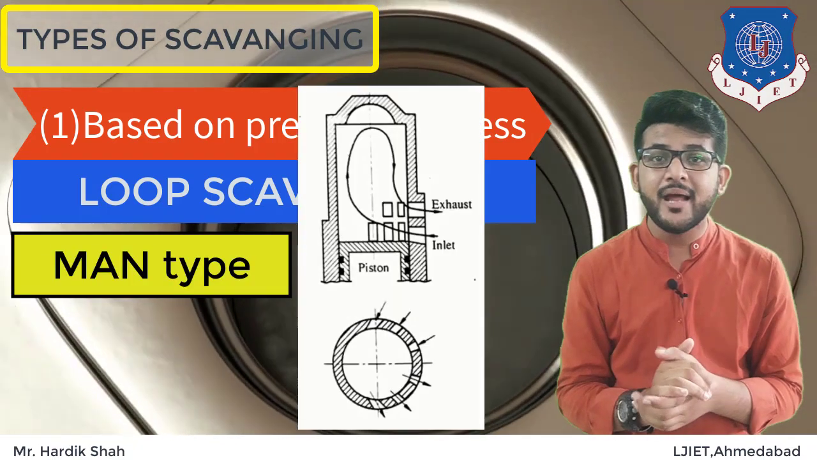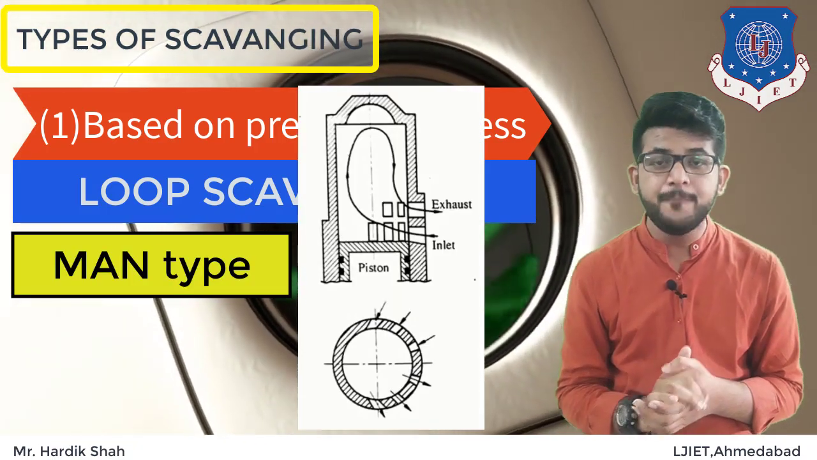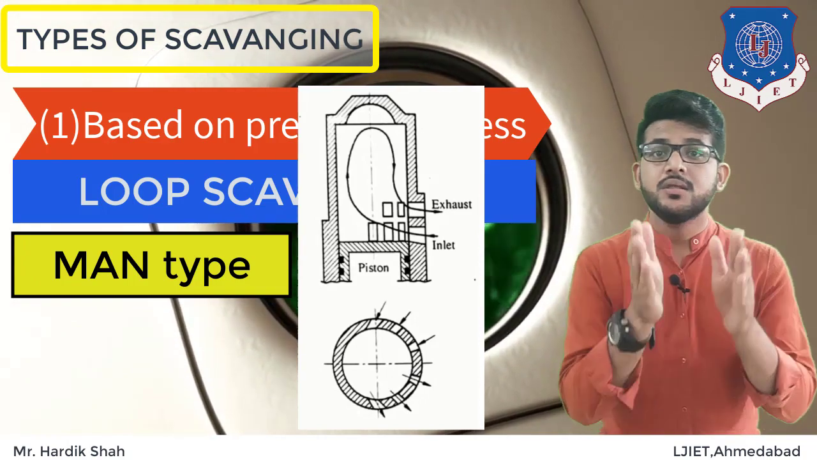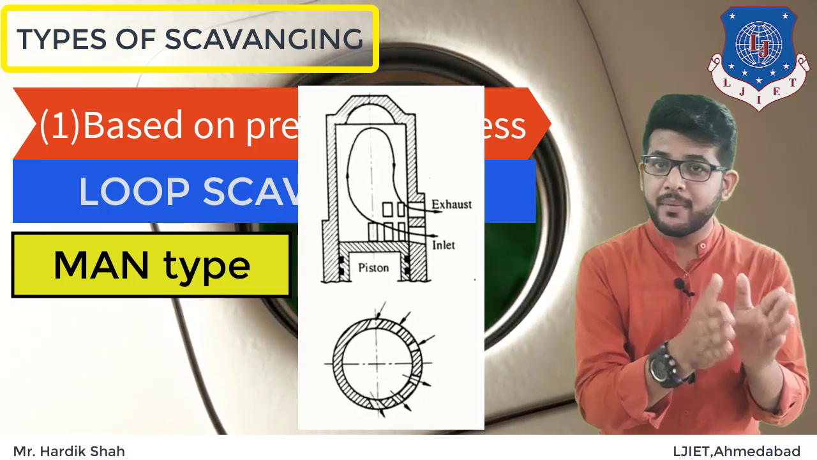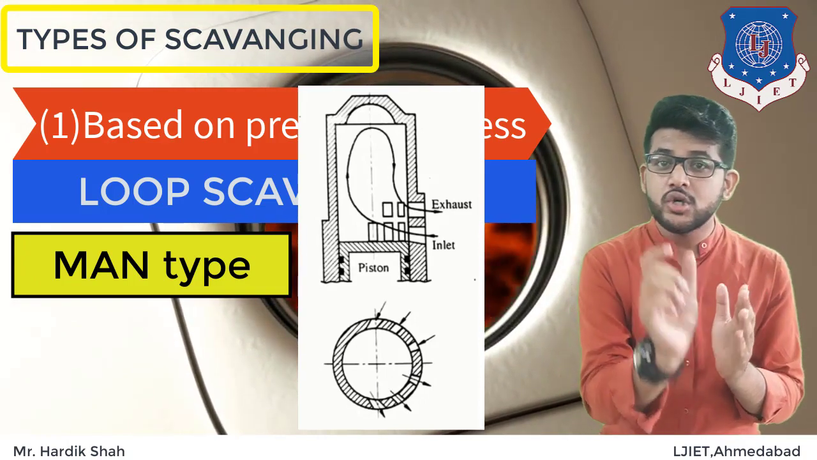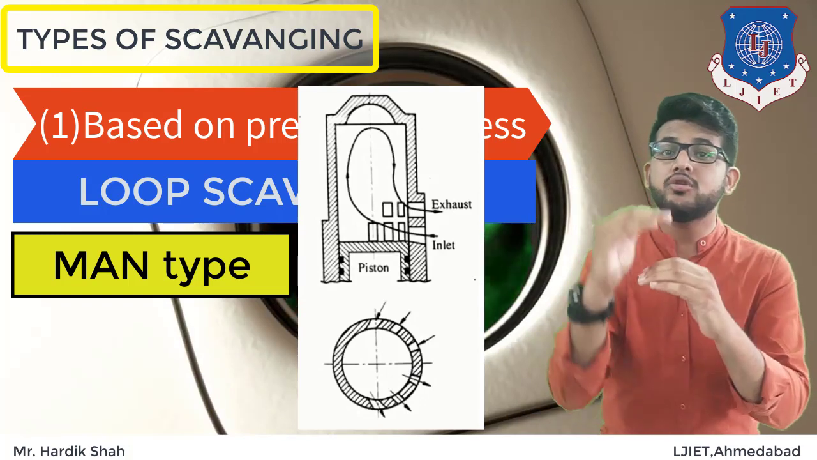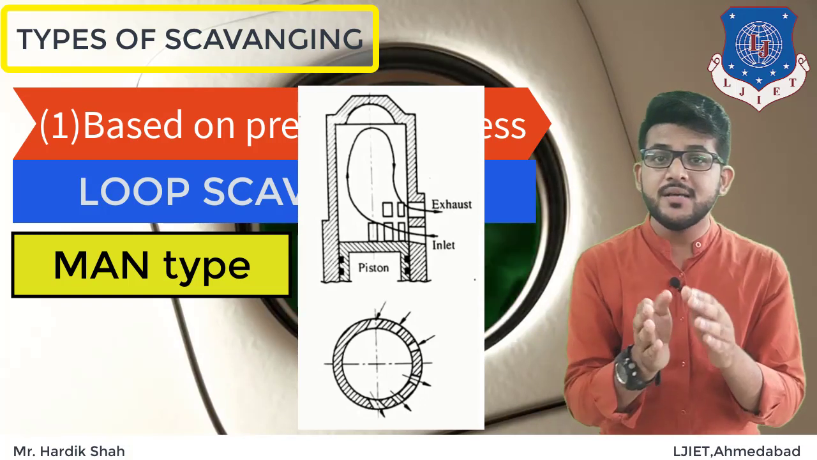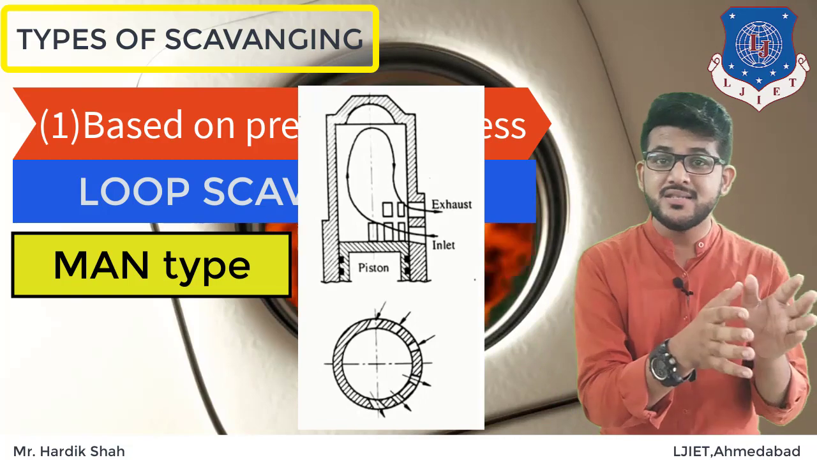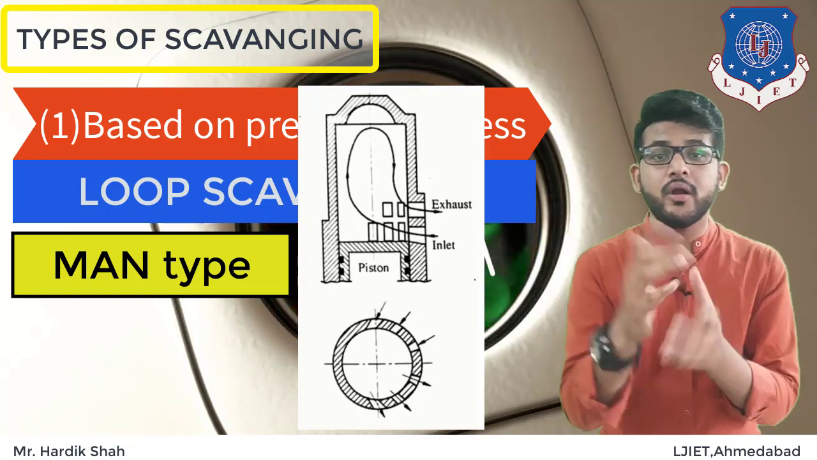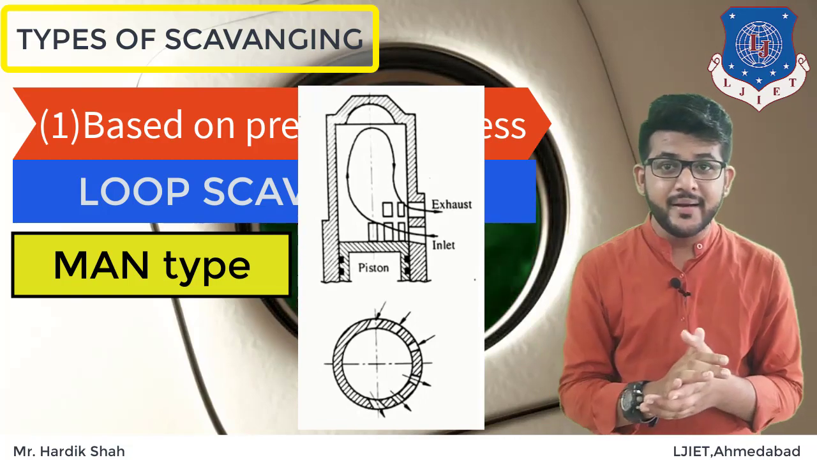First is MAN type, MAN type loop scavenging. So in this method, what is happening? The exhaust and inlet ports are placed on the same side, but exhaust port is placed slightly above the inlet port. So the arrangement is suitable for large engines which are running at medium or high speed. That was MAN type, MAN.